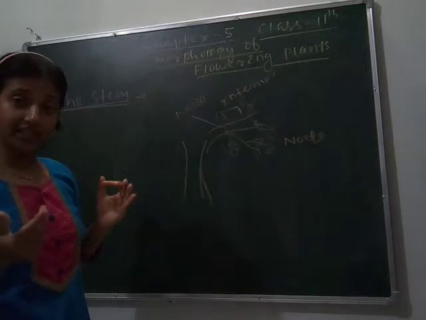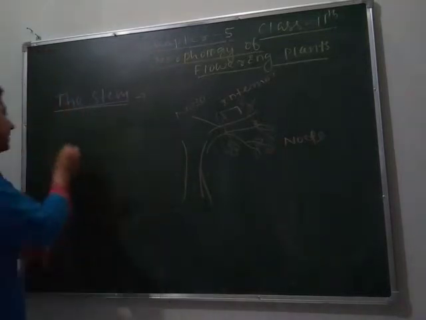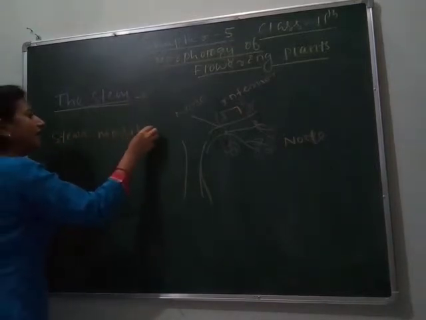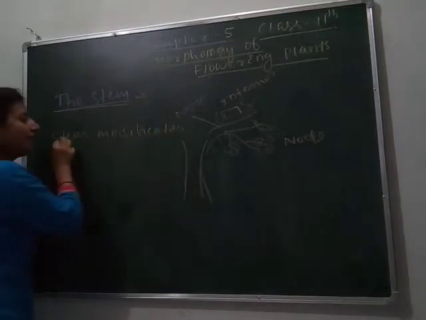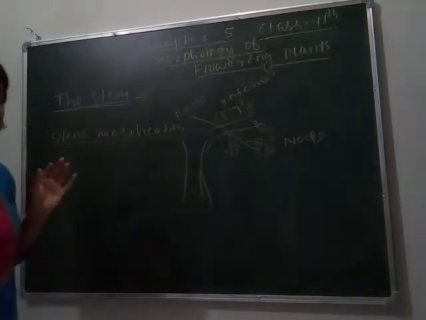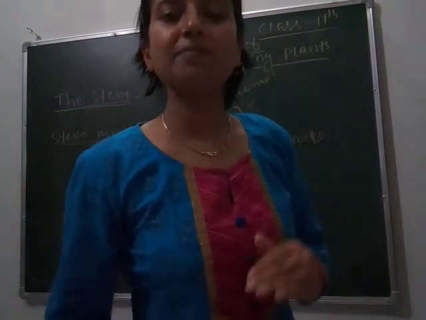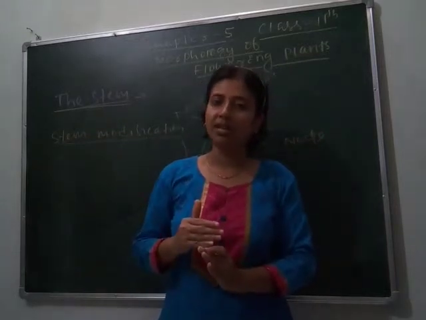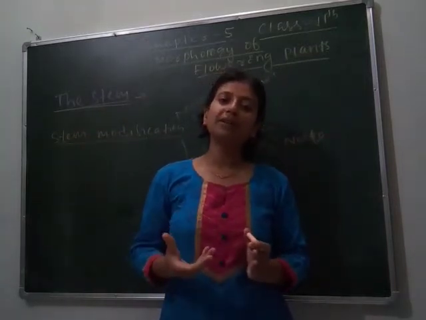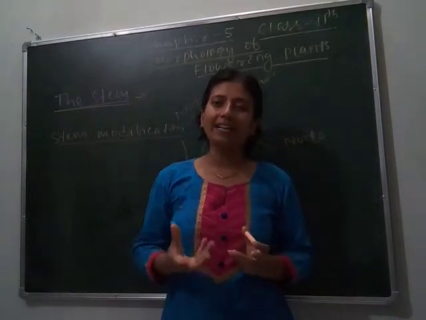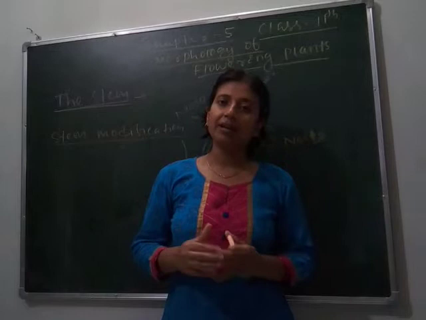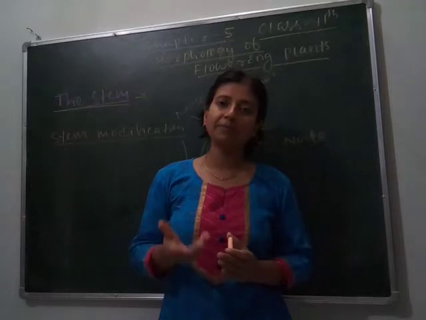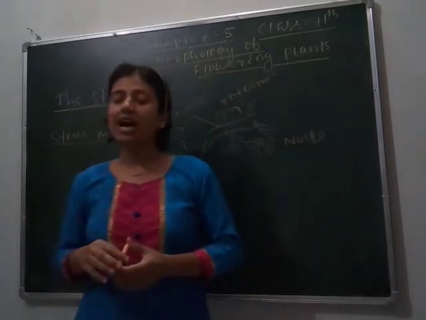In this class we will see its modification, means stem modification. This is so important. Stem modification means why stem gets modified, for which particular functions. I have already told you, when any part of the plant is modified, then it must do something different than its original function. Suppose your root's main function is to hold the whole plant, absorb nutrients and minerals for the plant. But when it gets modified, it stores food. In some roots, the plant respires through root. So here we will see how stem gets modified.